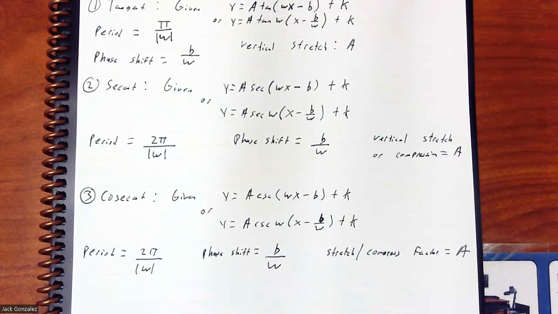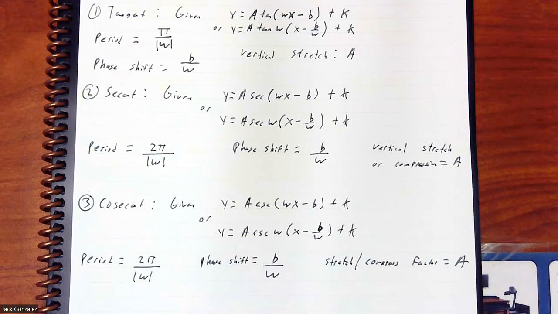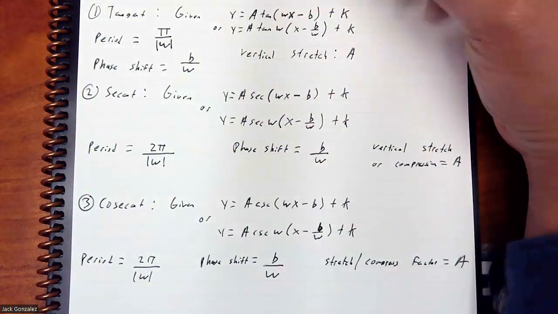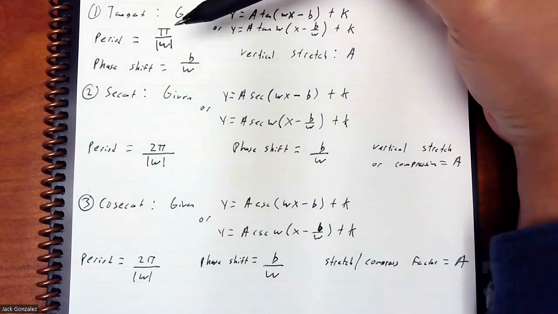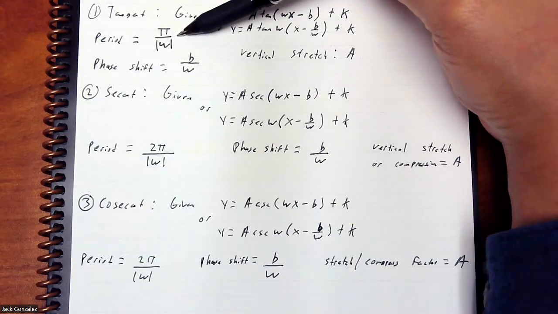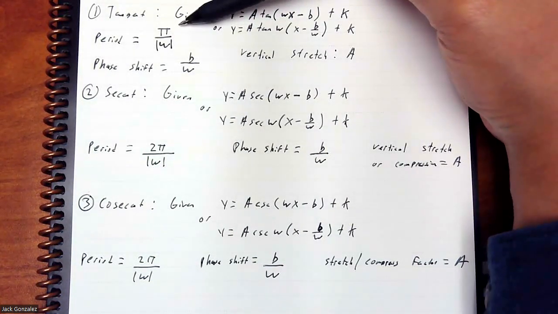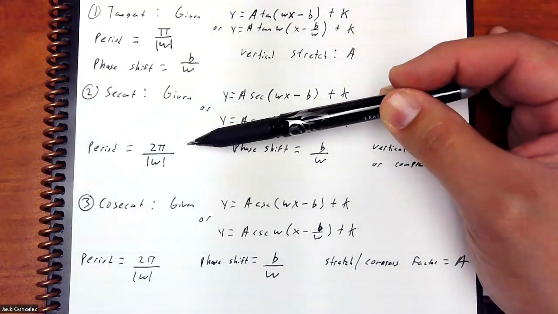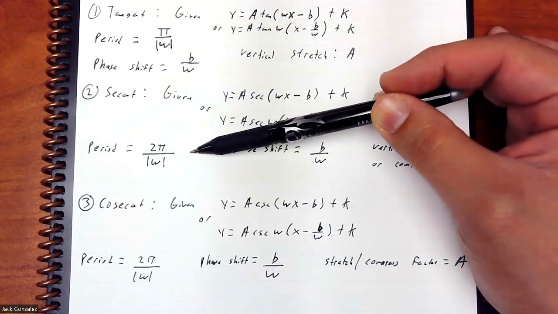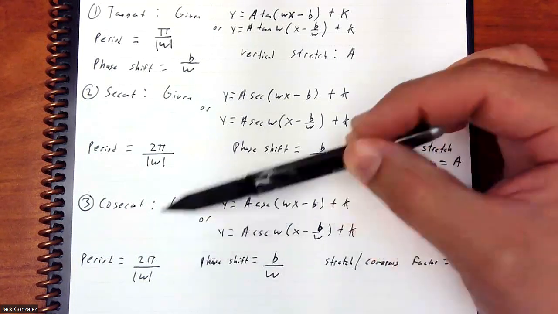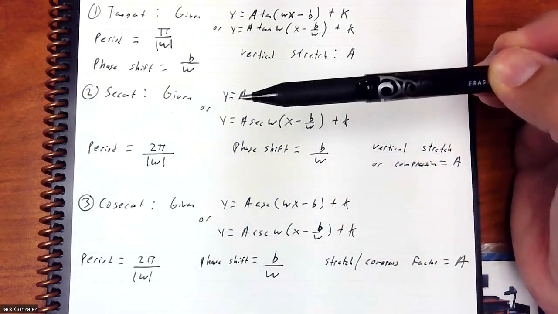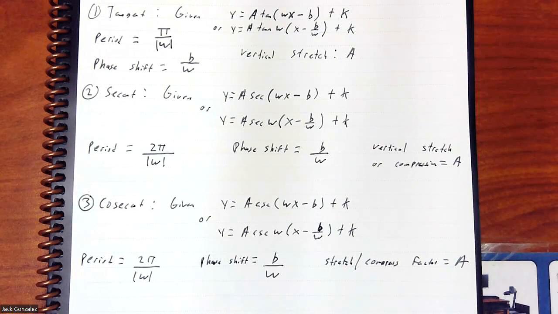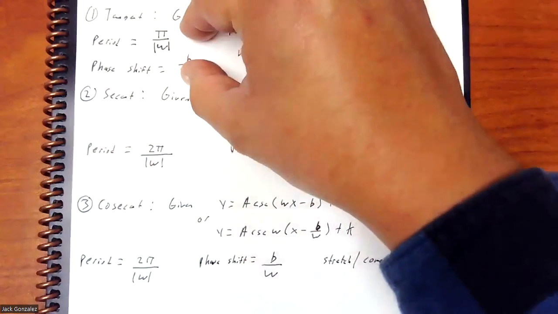All right. So last time we did sine and cosine, the periods were 2 pi over omega. These are pi over omega. There's only a subtle difference for tangent and cotangent. Secant is a reciprocal of cosine and sine, so they are very similar or the same as sine and cosine. Okay, so if you did cotangent, it'll be one of these.